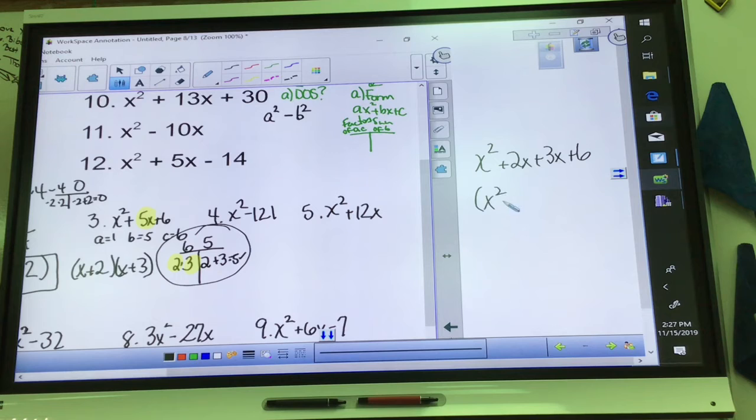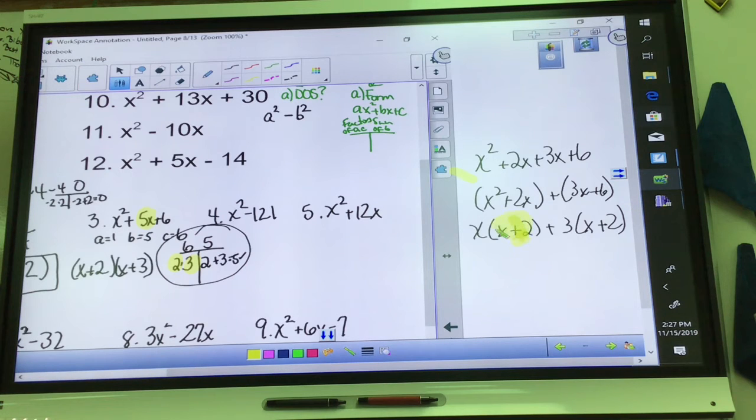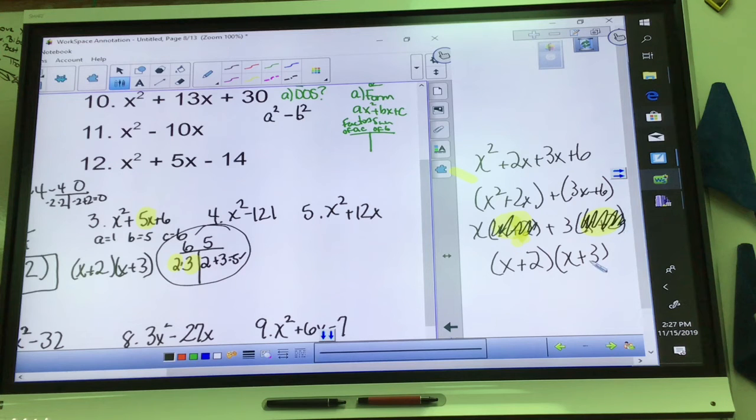So you would group here. Take out a greatest common factor of x. Take out a greatest common factor of 3. And then you know it works when these two are the same, and they are. So I would take out their common factor, because this is a binomial, have one term and another term. Take out that common factor, and then multiply by what's left. When you take this common factor away, x is left. When you take this common factor away, 3 is left. So notice we got the same answer.